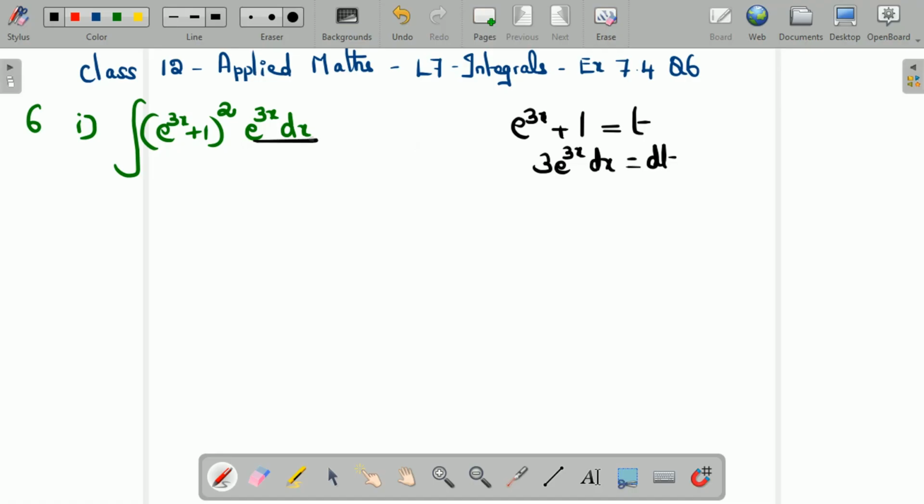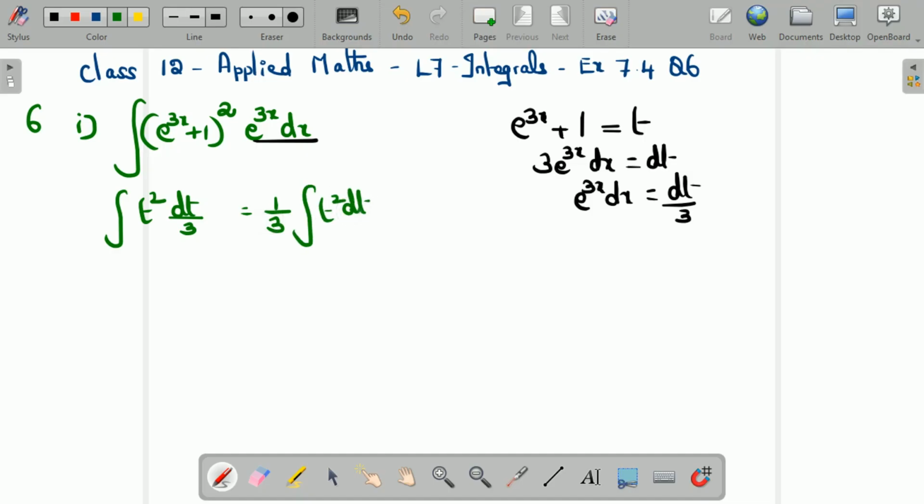We already have this expression e^(3x) dx. So let's find the value for that. So e^(3x) dx is dt by 3. Now let's put back everything in the integration. So this will become t squared dt divided by 3. We can take the 1 by 3 outside. So 1 by 3 integral t squared dt.